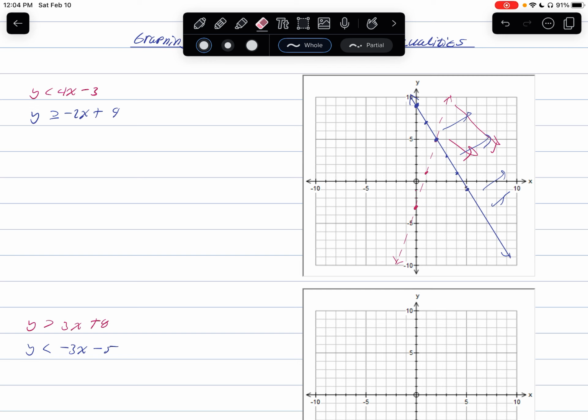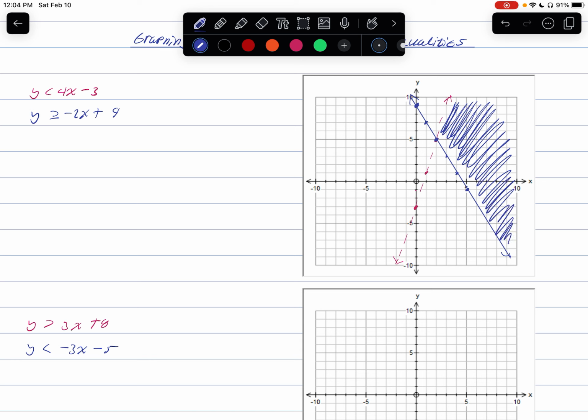So if we're looking for the region that these two have in common, we'll find that it's going to be this region right here. So what we're going to do is shade this portion of the graph.